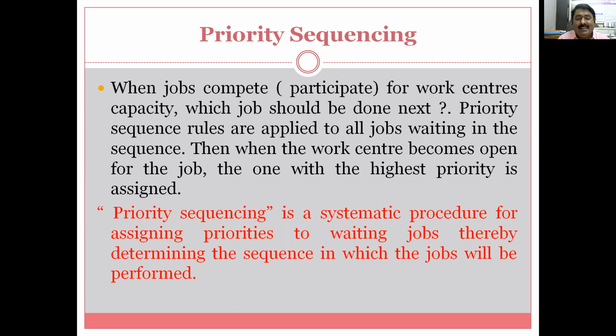Priority sequencing is a systematic procedure for assigning priorities to waiting jobs, thereby determining the sequence in which the jobs will be performed. So it is a procedure of assigning priorities to jobs which are waiting in the queue, that they are going to be processed for the next operation on that particular work center, thereby determining the sequence in which the jobs will be performed. So this is nothing but priority sequencing.